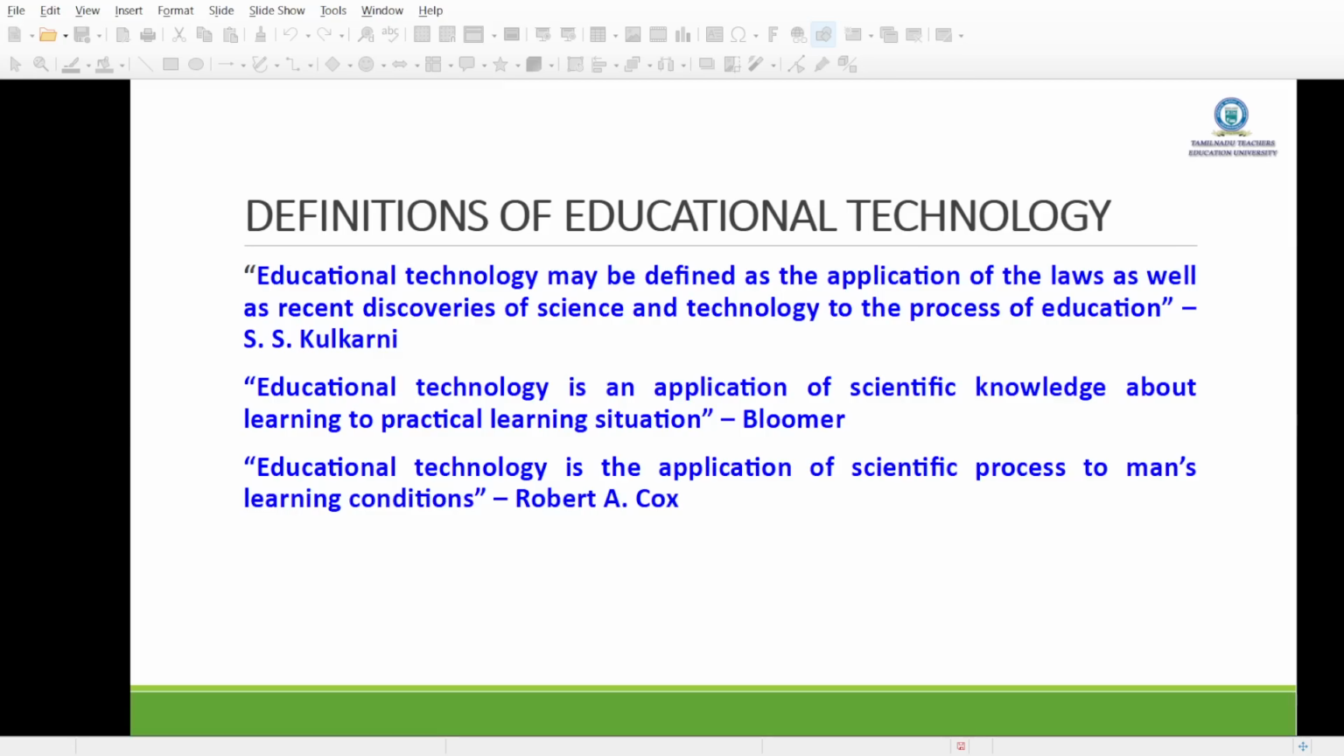John P. DeCecco defines education technology as a form of detailed application of psychology of learning to practical teaching problems. According to S.S. Kulkarni, education technology may be defined as the application of the laws as well as recent discoveries of science and technology to the process of education. Bloomer defined education technology as an application of scientific knowledge about learning to practical learning situations. Robert Cox defined education technology as an application of scientific process to man's learning conditions.